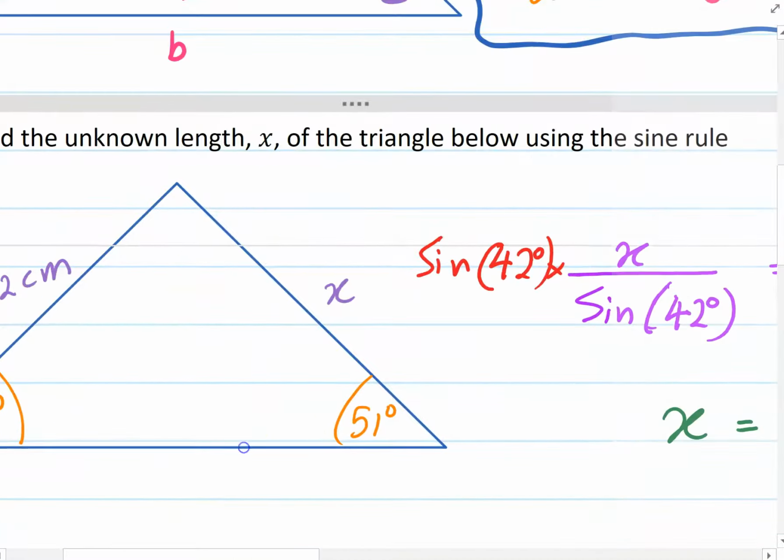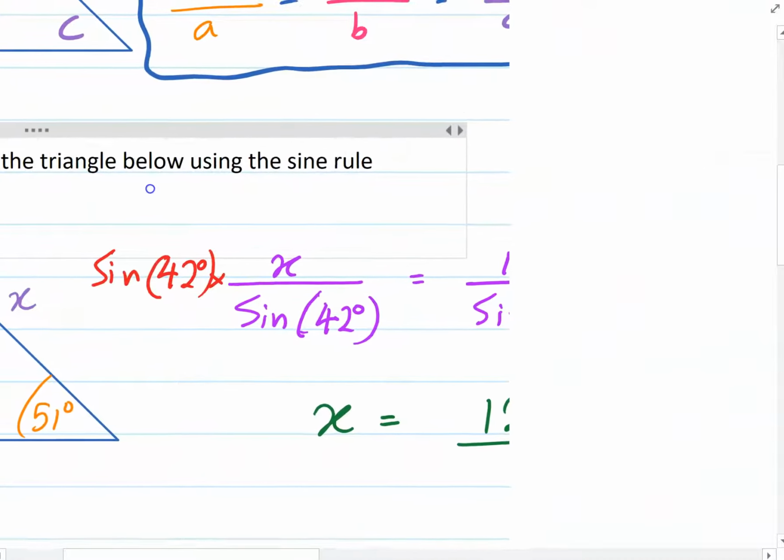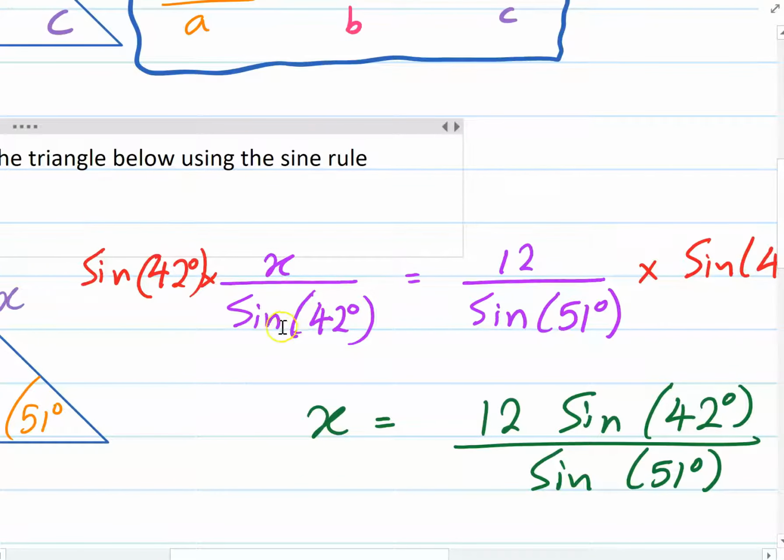Now here I have written what I just said before: x on sine 42 equals 12 on sine 51. I need to move the sine 42 to the right hand side, which means I'm multiplying both sides by sine 42 to find an expression for x. So here is an expression for x, which is 12 sine 42 on sine 51.